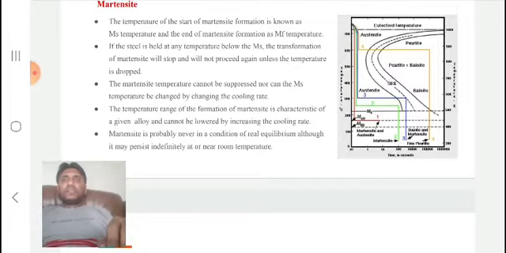So martensite is a metastable phase actually. It is not in equilibrium, it is at high energy levels.